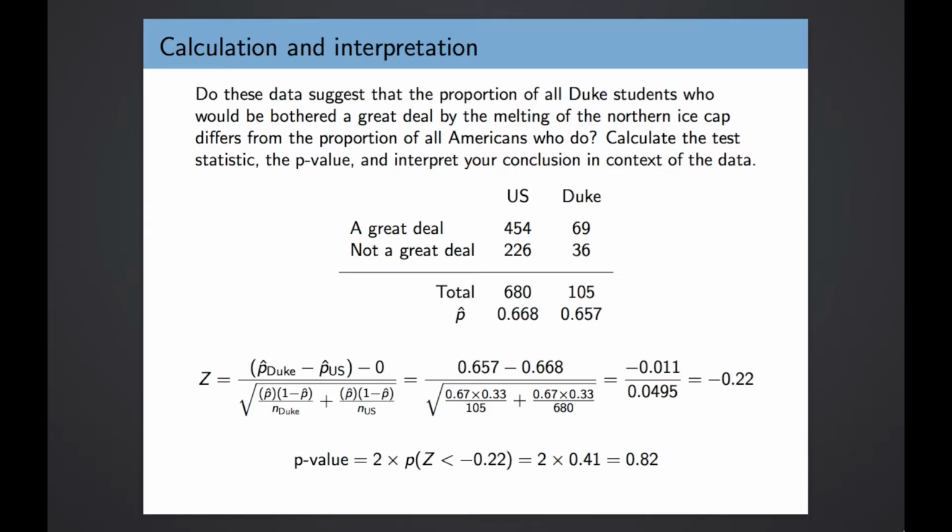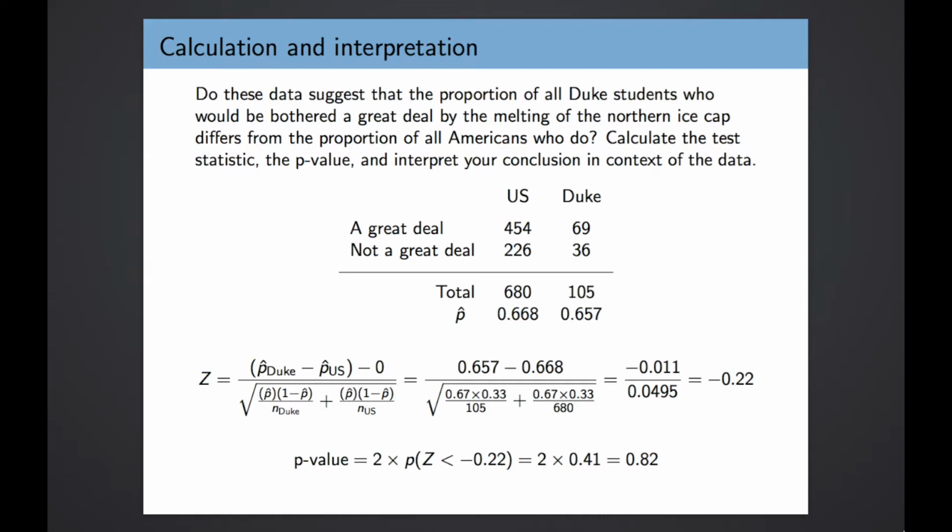So in the standard error formula, you have 0.67 times 1 minus 0.67, or 0.33, divided by the sample size for each of the two samples. We add those two quantities together and take the square root. So this works out to be the difference in the proportions that we observe, negative 0.011, divided by the standard error under the null hypothesis, which is 0.0495. So that gives us a z of negative 0.22.